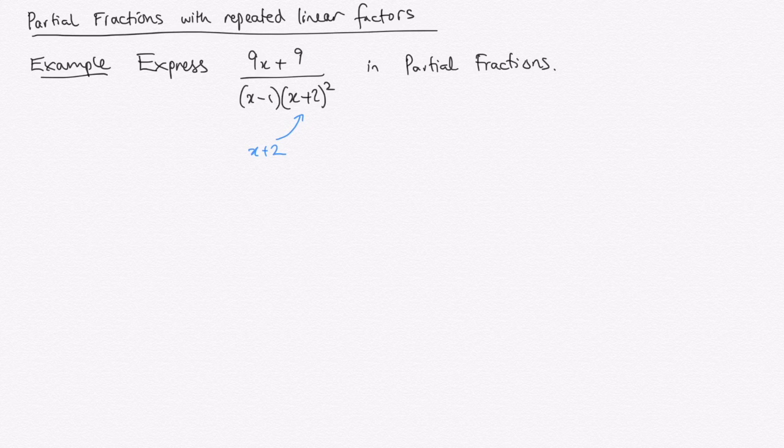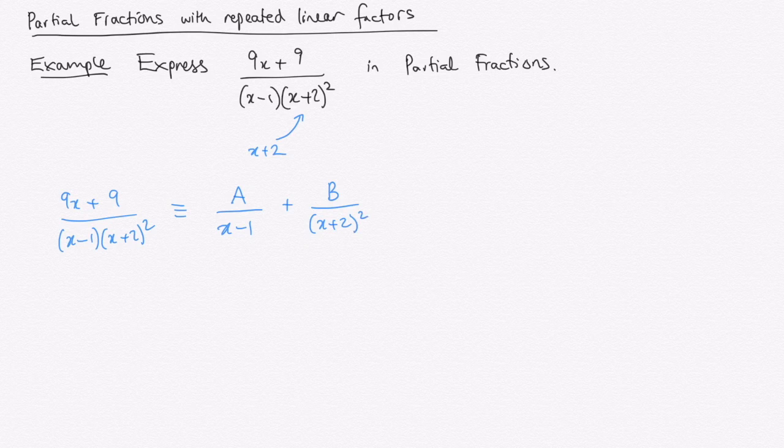So starting with our 9x plus 9 over x minus 1, the first thing we could do is express this in partial fractions of the form a over x minus 1 plus b over x plus 2 all squared. But we need to be careful here because this is not quite right.